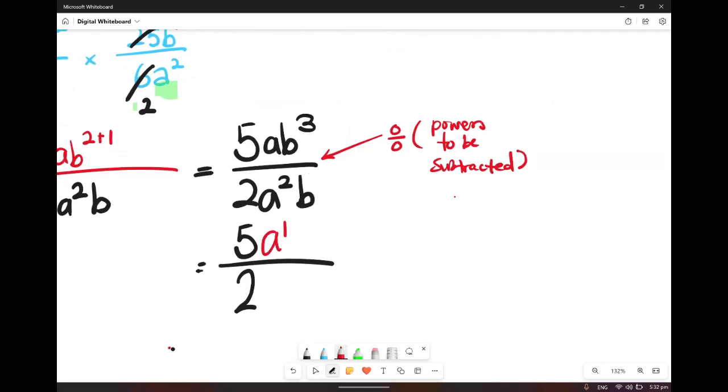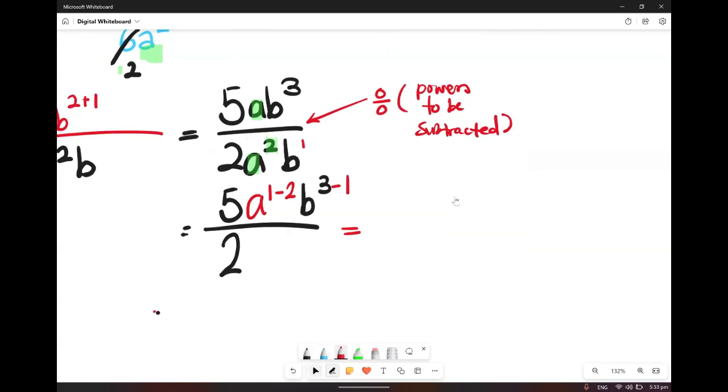So a, 1 minus 2. If you're wondering where did I get a to the power of 1, because of this, can you see that? This is a to the power of 2, right? So we have to do 1 minus 2. Am I making sense? B, 3, there is a 1 over here. Minus 1. Okay, once you get to this, of course, you want to write 5, a, 1 minus 2, that becomes -1. True? B becomes 2 over 2.